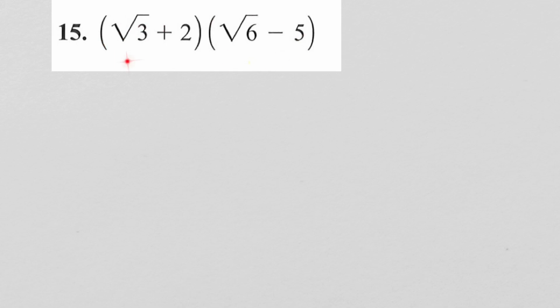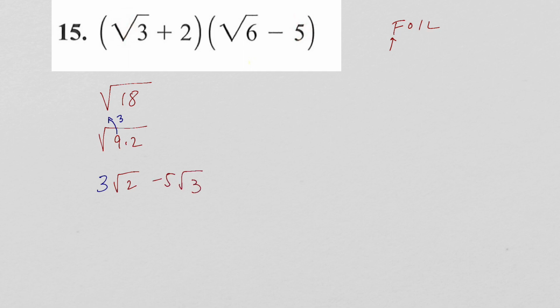Okay, we just have to multiply these binomials together by foiling them. The first is root 3 times root 6, which is root 18, which is square root of 9 times 2. When we take out the 9, we square root it, becomes a 3, so we end up with 3 times the square root of 2. That's the first. Then the outer is this times this, which is just negative 5 root 3. And we can't simplify that, so it's just writing it like that.